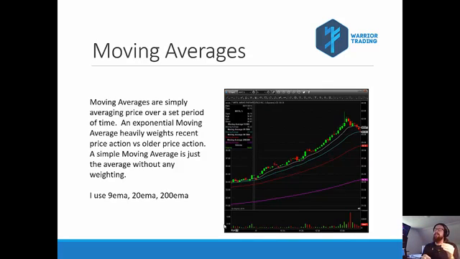So if the stock drops quickly, even though the average from maybe 9 periods ago was like this, with the exponential, the moving average is going to drop faster because we're weighting that recent action more heavily.